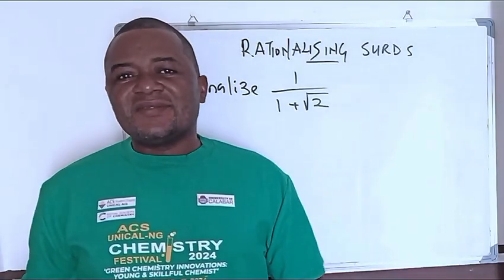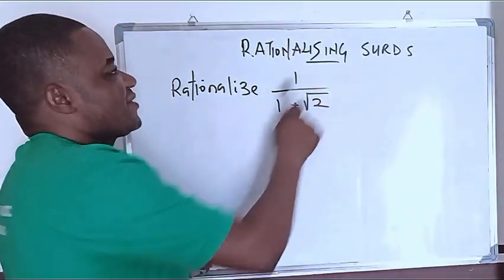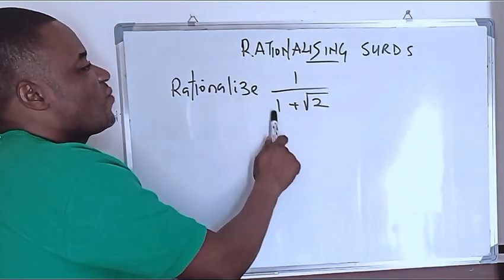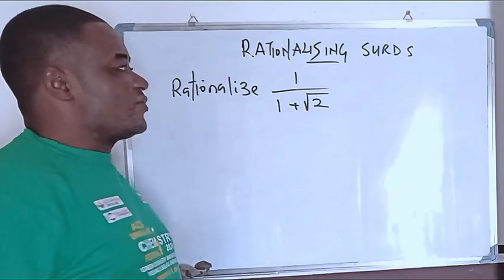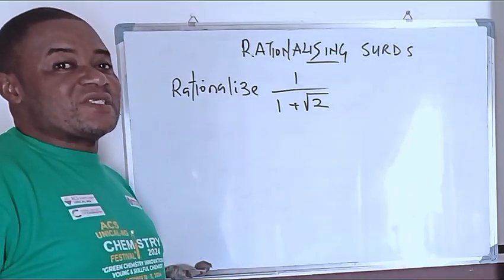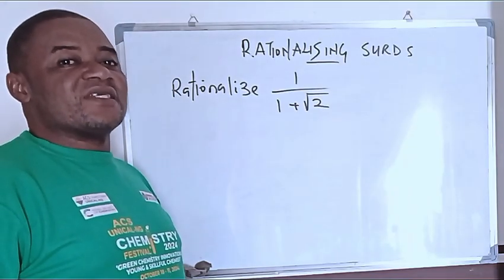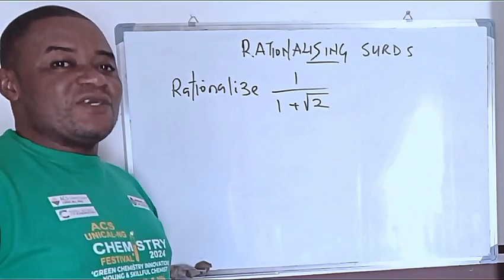Alright, so we are going to look at rationalizing surds, and today we'll rationalize 1 all over 1 plus root 2. Remember that we had discussed something about surds in our previous classes. Just scroll down our previous lectures and you'll see us talk about surds. Today we are going to look at how we can rationalize surds.